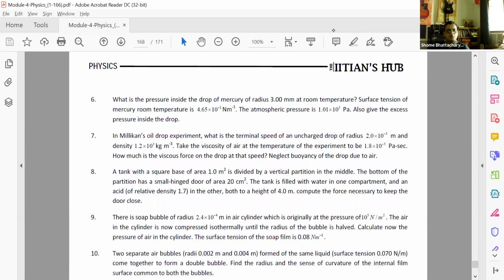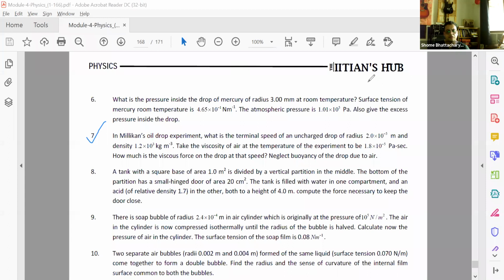Okay, so this Millikan's oil drop experiment, for the moment you can leave it because we'll discuss it in detail in modern physics. But if you remember the experiment, oh sorry Kevin. Should I take you back to the question?